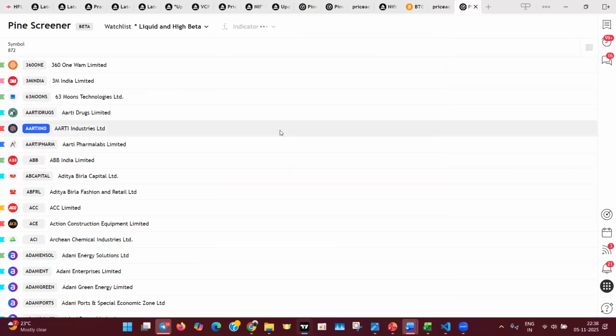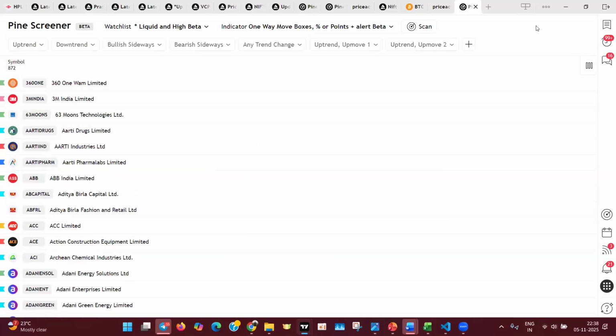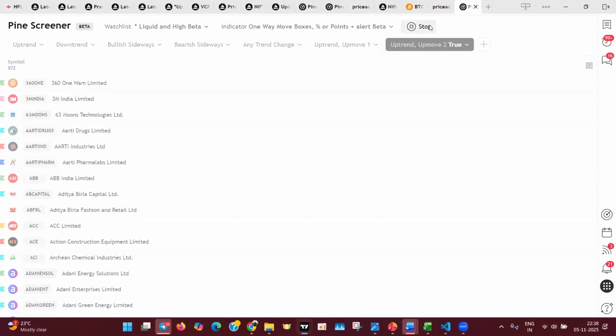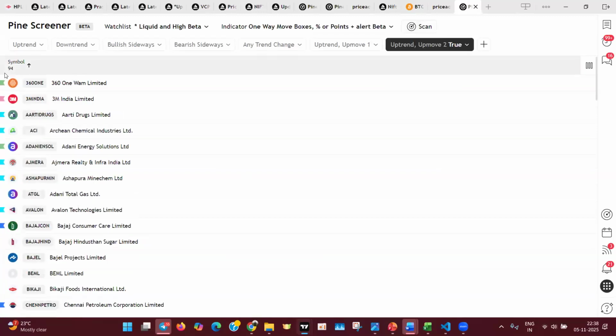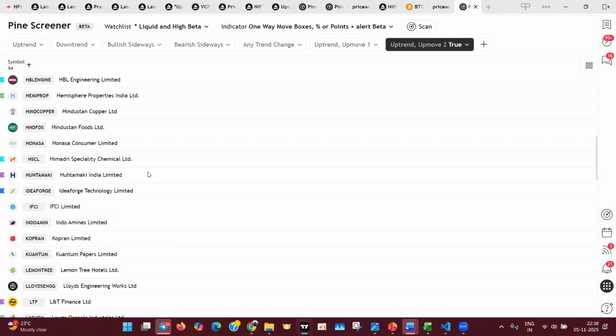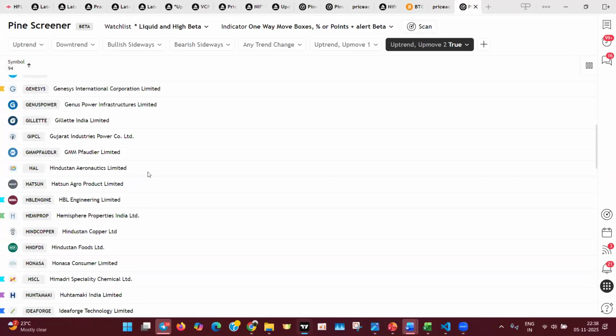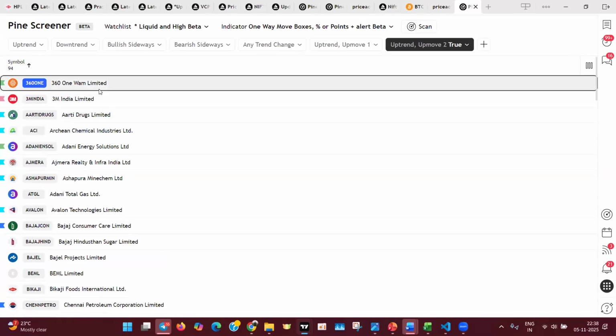This is my screener. I have added that uptrend, up move 2 times. So I will scan this. There are 94 stocks which fulfill my parameter. So I can add these 94 stocks. First we have to select one, then press shift and press down button.